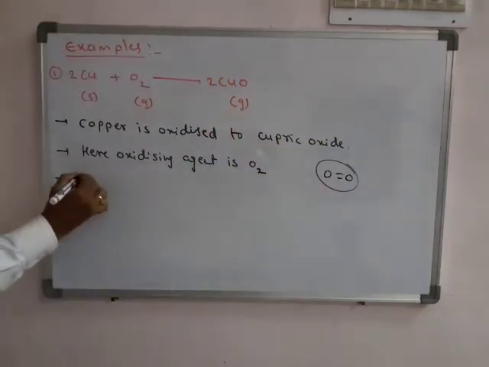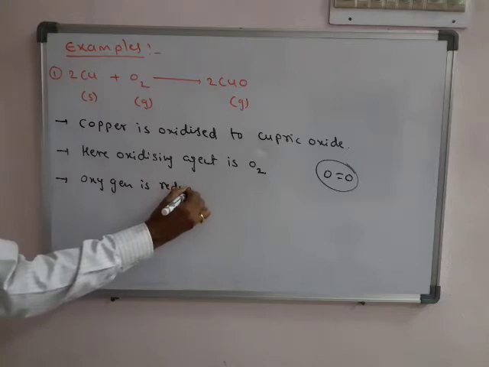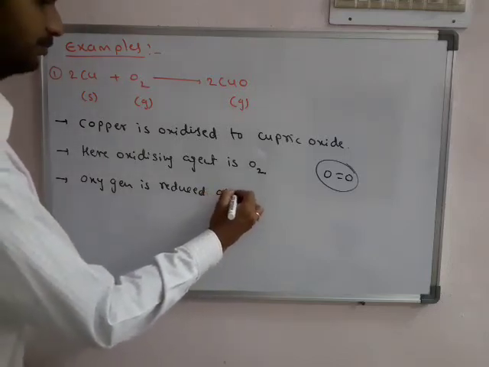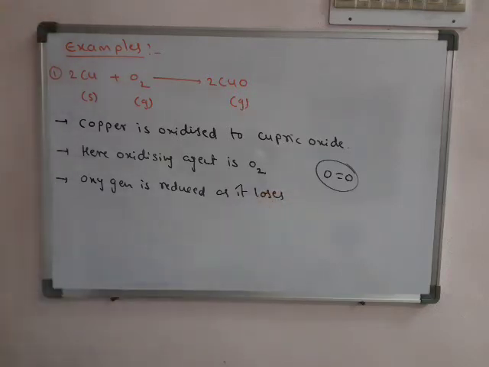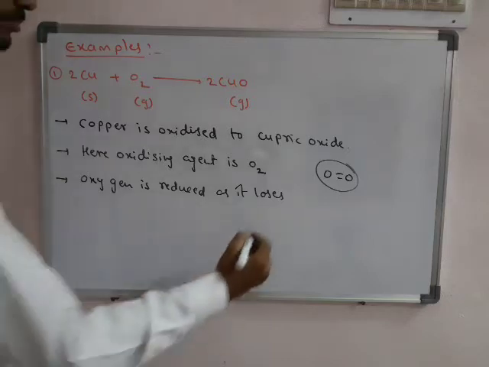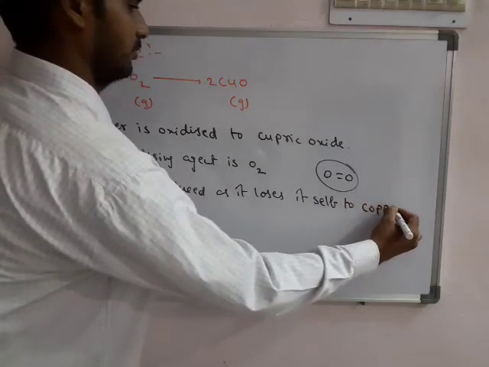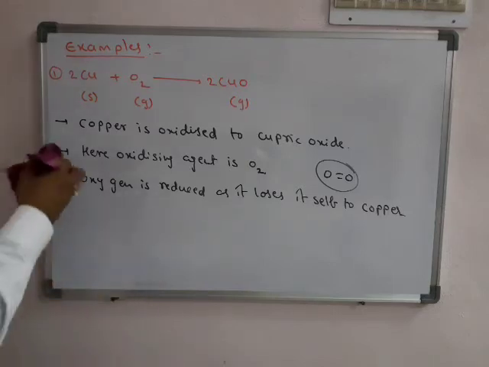This means we can say oxygen is reduced. We can write that oxygen is reduced as it loses oxygens itself. It donated its oxygen to copper. So which is the reducing agent here? Copper is the reducing agent. Okay, we see some more examples.